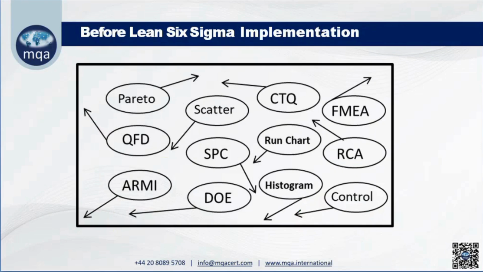And there are hundreds of tools available. They have been there in the past also: QFD, which is quality function deployment, or ARMI, or SPC, DOE, design of experiments, critical to quality, scatter, Pareto, hundreds of tools. So as we go from yellow belt to green belt to brown to black, we start getting to know or work on more sophisticated, complex tools. That is the only difference between a green belt and a black belt: the kind of projects we do and the kind of tools we work with.